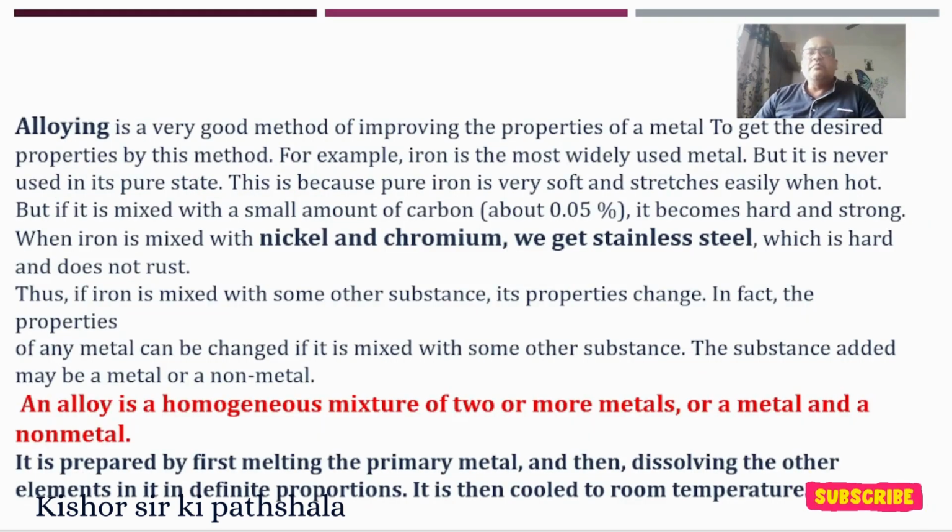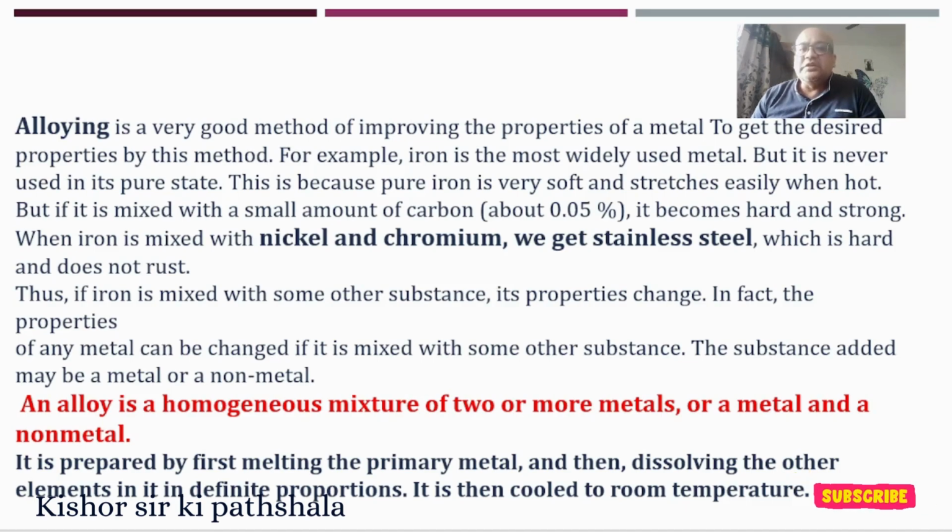Alloying is a very good method of improving the properties of a metal. Now what do we understand by alloy? An alloy is a homogeneous mixture of two or more metals, or a metal and a non-metal. Now why is this homogeneous mixture important? To get the desired properties of a particular mixture of metals, or a metal with a non-metal. That's the reason we do alloying.